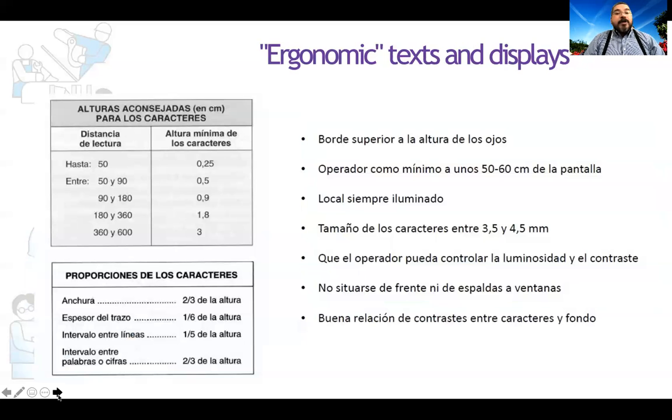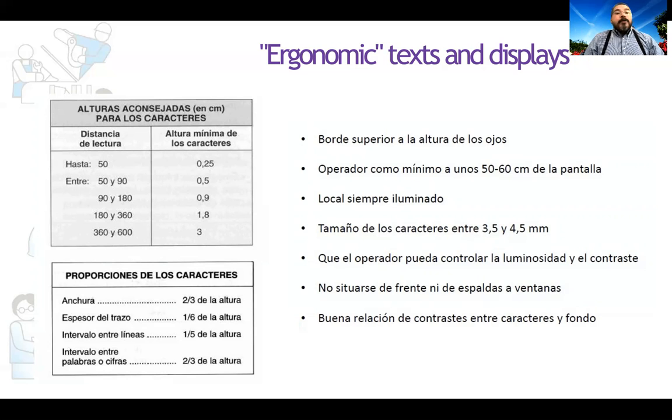There are some considerations in ergonomic text and displays. For example, the superior border should be at the height of your eyes. You as an operator, if you are working with a control or a screen, you should be some 50 to 60 centimeters from it. The place should always be illuminated. The character height should be between 3.5 and 4.5 millimeters.